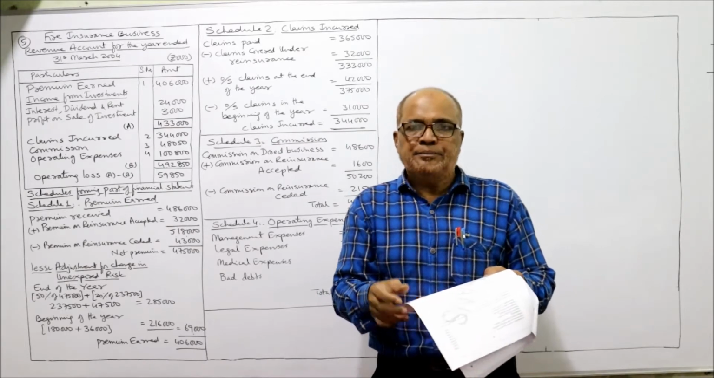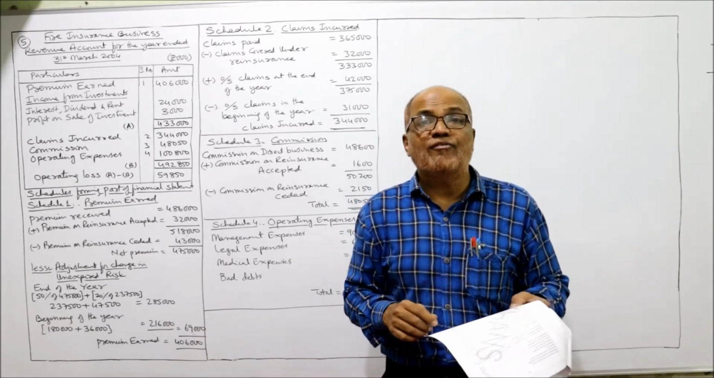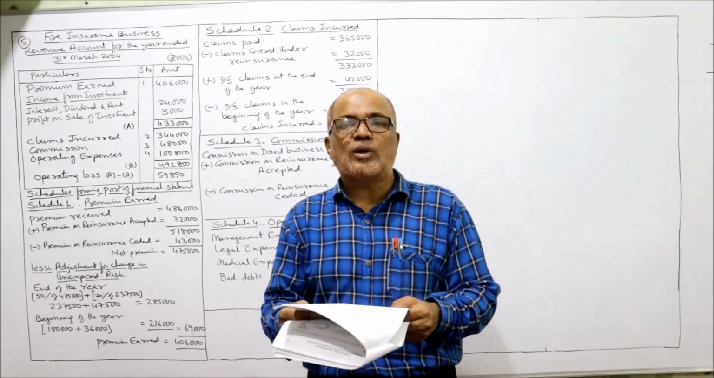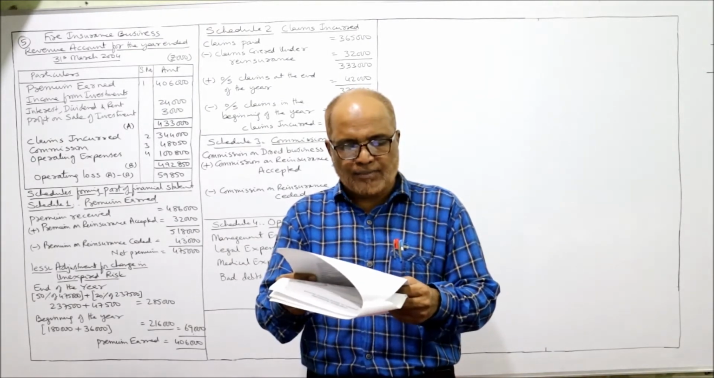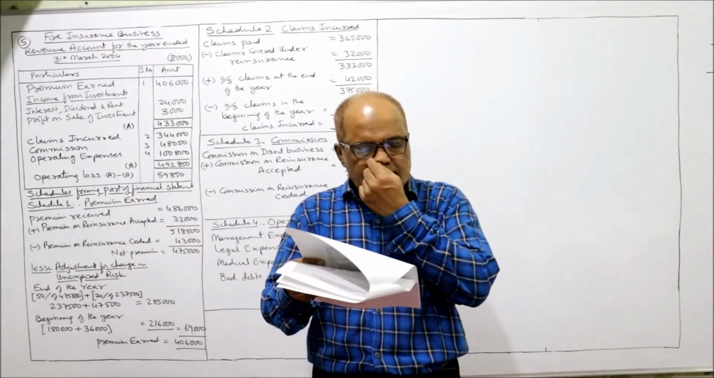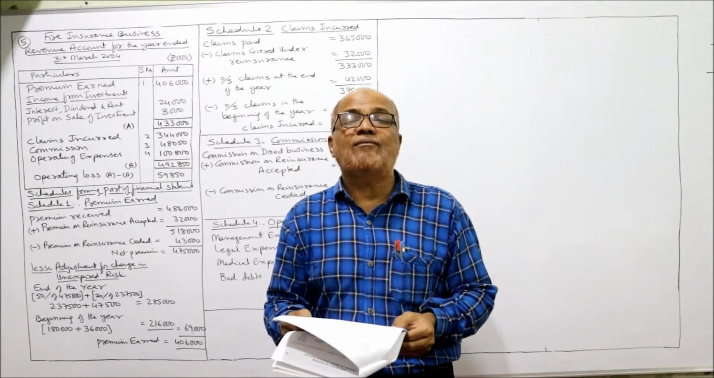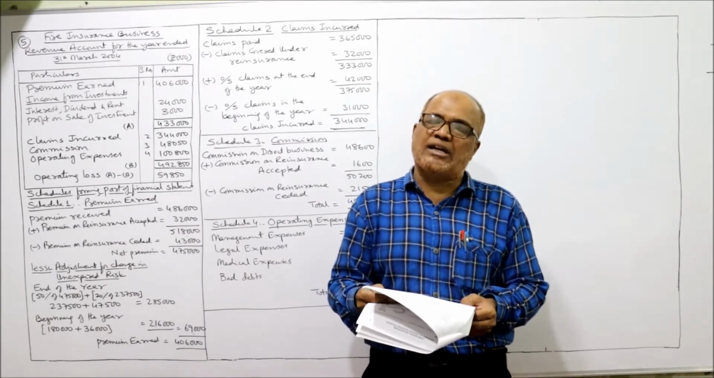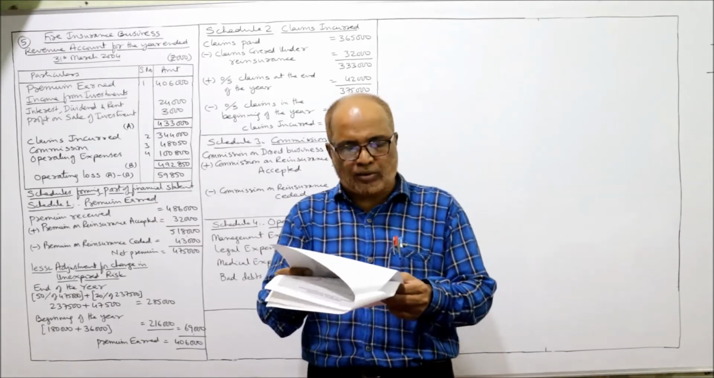Bad debts. Schedule number 4, operating expenses. Commission on reinsurance ceded, minus. Expenses of management, 4, operating expenses. Interest, dividend and rent, income from investment, directly, no schedule. Profit on sale of investment, directly, income from investment, no schedule.